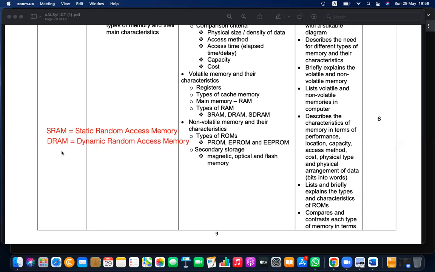And there are types of DRAMs, types of dynamic RAMs. One is SIMM. SIMM means single inline memory module. You can just remember this. This SIMM is similar to a mobile phone SIM, which means the connecting surface is only on one side.